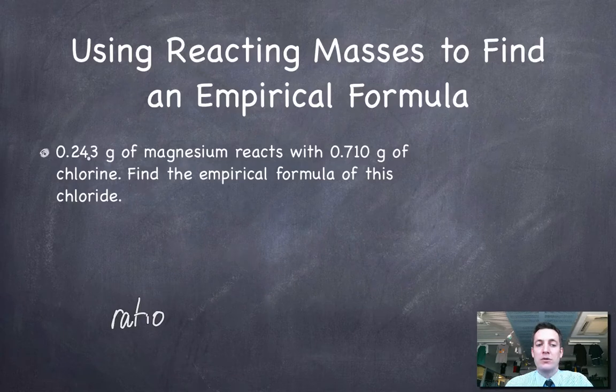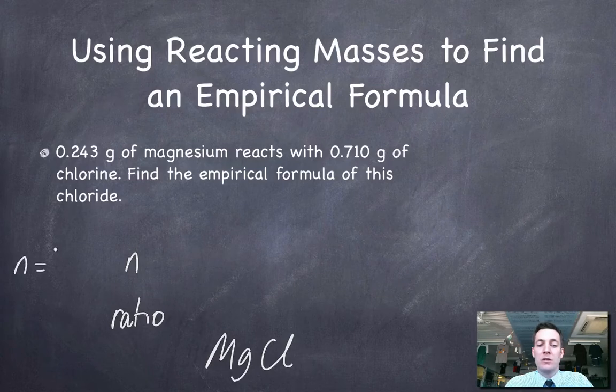So here I've got 0.243 grams of magnesium reacting with 0.710 grams of chlorine. So my formula is going to have magnesium and chlorine in. I don't know what numbers to put into it yet because I don't know the ratio of atoms in it. But if I'm going to count atoms and I'm going to find a ratio, then I'm going to need to know the number of moles. Little n, I want to find the number of moles. And remember that the formula for the number of moles we've learned up until now is the mass divided by the molar mass. So in other words, if I'm told the mass, I'll be able to find n.